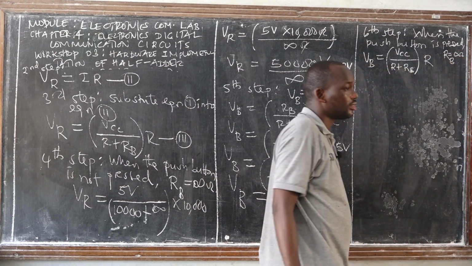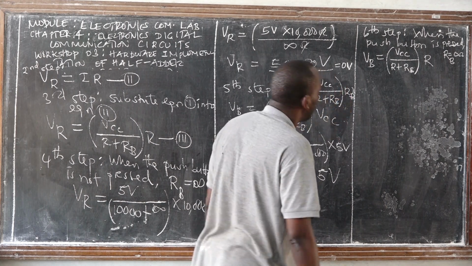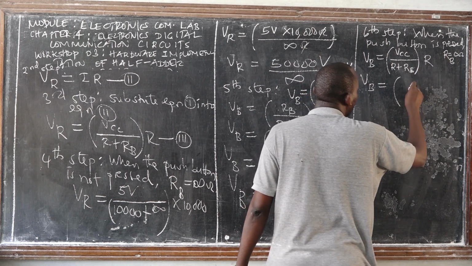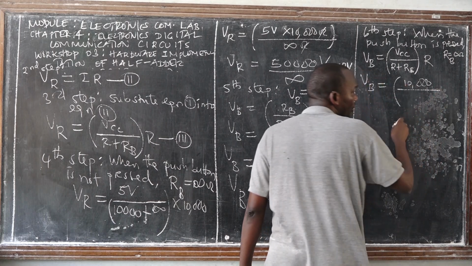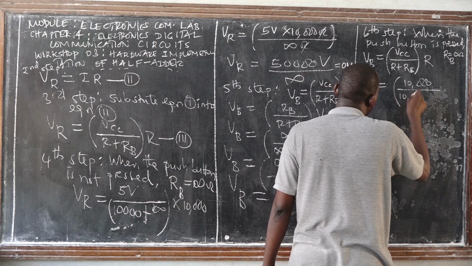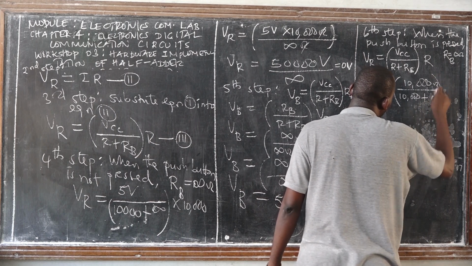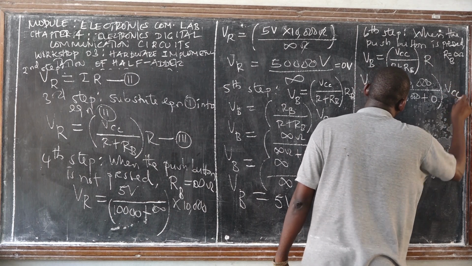ohm. So the voltage across the push button is equal to the resistance, which is 10,000, over 10,000 plus 0. Ohm and ohm will cancel. Multiply by VCC.